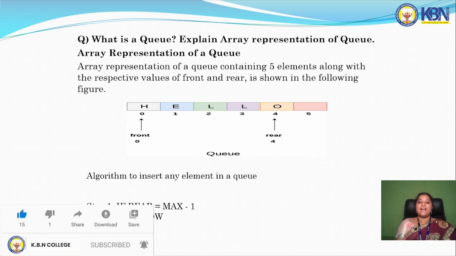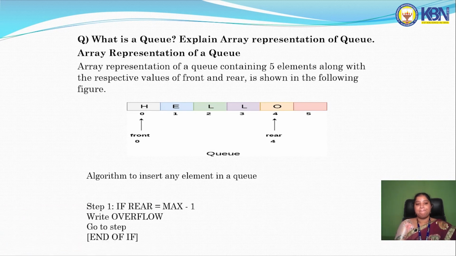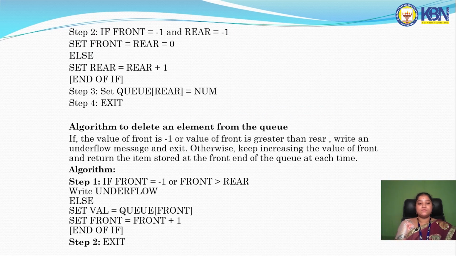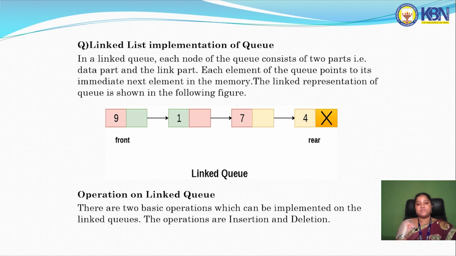Now, what is the array representation of a queue? Here we take an array with 5 elements, with the front position and rear position as 0 and 4. This is the algorithm for the array representation. Now the algorithm for deleting an element from the array, where front is incremented, and then the linked list representation of a queue.